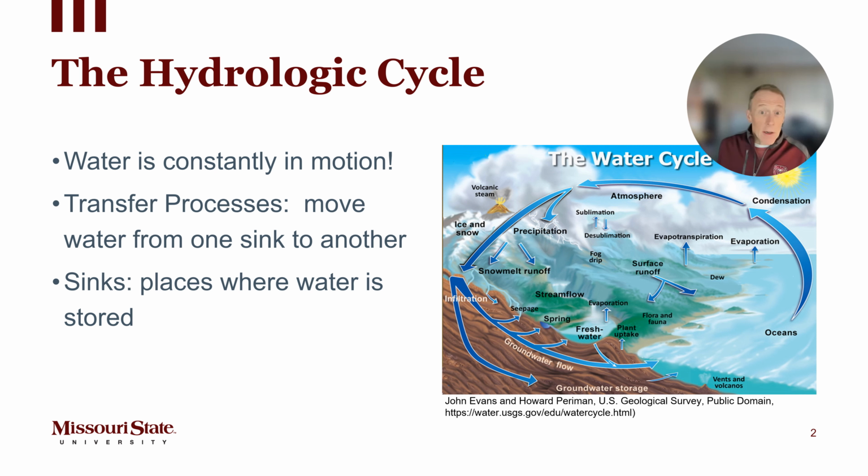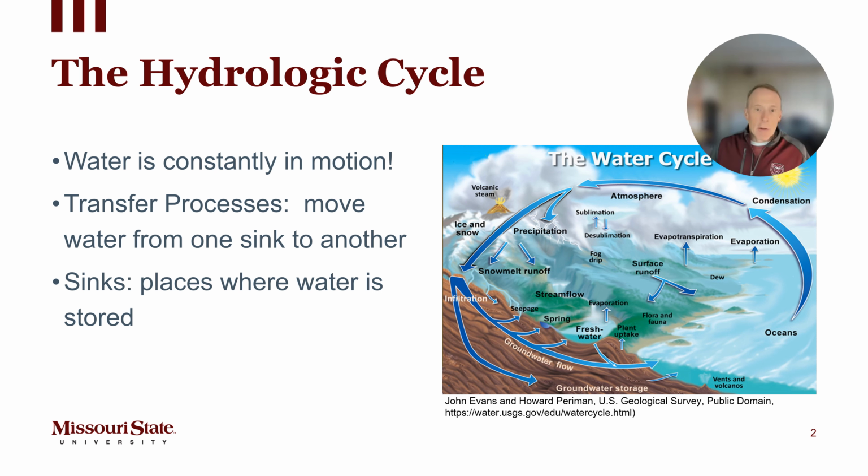We might store it in the atmosphere then for a while. Think a cloud. Although not all water vapor in the atmosphere is in clouds, a cloud would be an example of a place where water is being stored. So it could be a sink. And then we have other transfer processes like precipitation. That's how we get the water back out of the atmosphere.